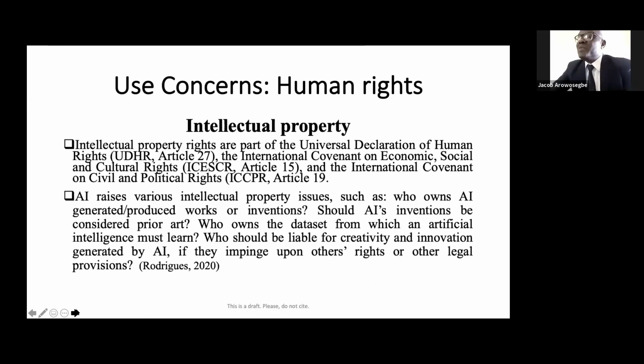Then the issue of intellectual property is also a human rights issue. Intellectual property rights are part of the Universal Declaration of Human Rights, the International Covenant on Economic, Social and Cultural Rights, and the ICCPR. AI raises various intellectual property issues, such as who owns AI-generated or produced works or inventions? Should AI's inventions be considered prior acts? Who owns the data set from which an artificial intelligence must learn? Who should be liable for creativity and innovation generated by AI if they impinge upon others' rights or other legal provisions?